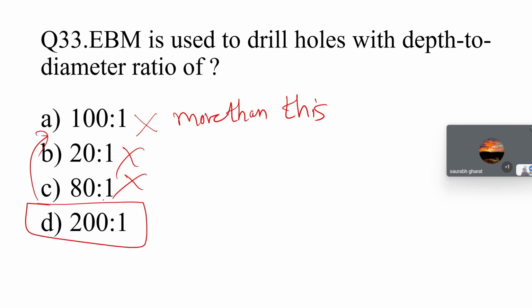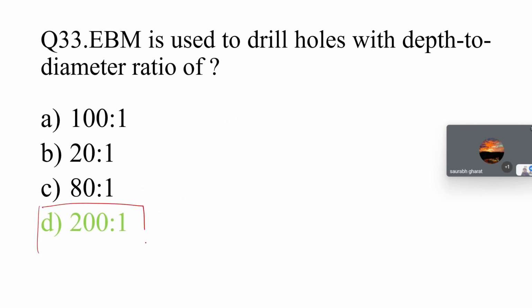This is actually more than this, so this will be a complicated answer because it is not used for smaller than this part. It is only for more depth than diameter. For small holes we are using this process, electron beam machining, and up to this level you are using it because it must satisfy the cost required for that machining process.